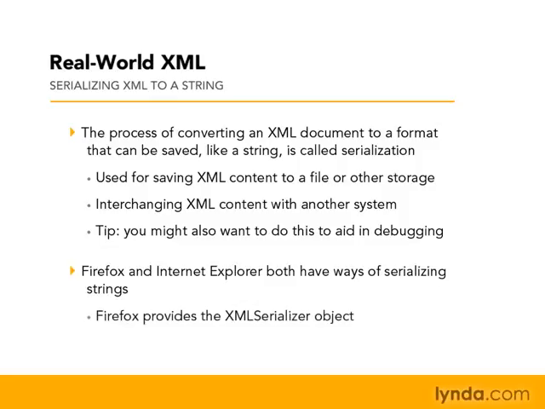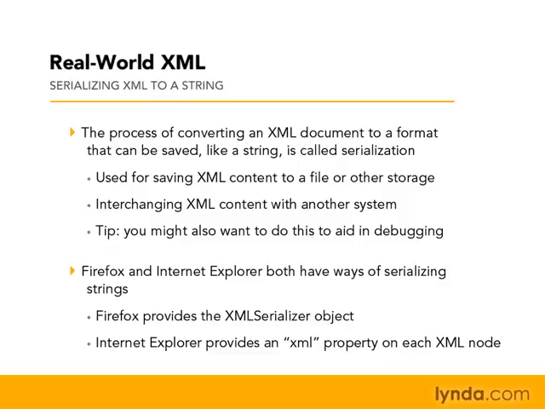Firefox provides support for an object called the XML serializer, and you just call the serialize to string method on that object. Whereas Internet Explorer makes things really easy. It just simply provides an XML property on each XML node in the document, which provides a text representation of the document tree starting at that node.